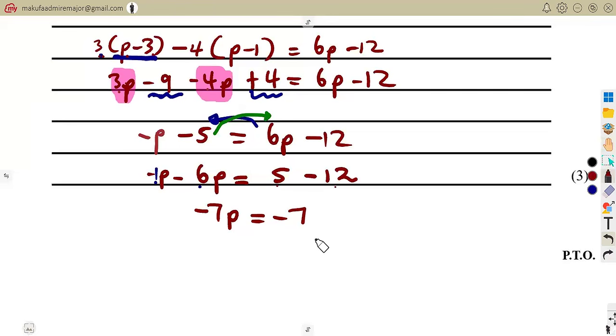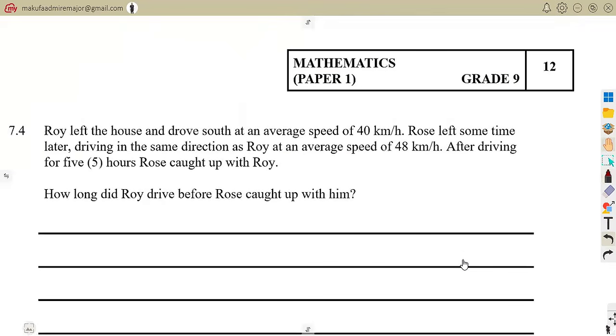If minus 7P is equal to minus 7, we can simply divide by a negative 7. So this is going to cancel. So this one and this one cancel. So P is equivalent to what? A positive 1. So it can be like that. Questions can be direct like that. You just have to be very careful.